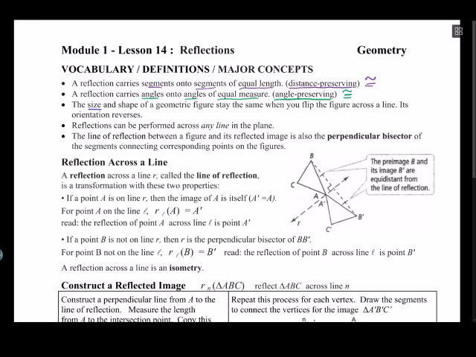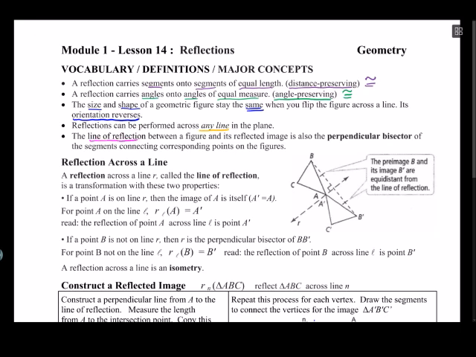And the size and shape of our figure stay the same when you flip the figure across the line, but this time our orientation reverses. Remember, this is looking in the mirror. So when you see your right eye, it looks like your mirror view's left eye. Reflections can be performed across any line in the plane.